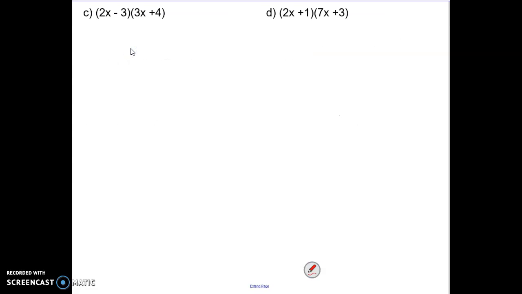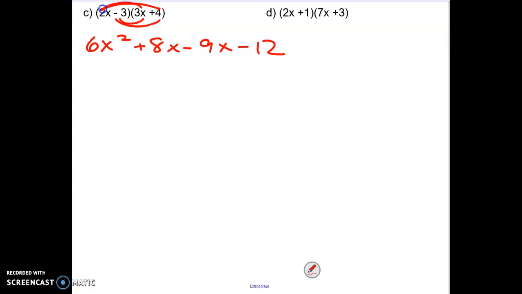All right, so let's look here at c. When we're completing c, again, FOIL means multiply. So 2x times 2x should be 4x squared. Make sure you didn't forget that the x times the x is x squared. Then a 2x times a 4 is an 8x. A minus 3 times a 3x is a negative 9x. And then the negative 3 times the 4 is negative 12.